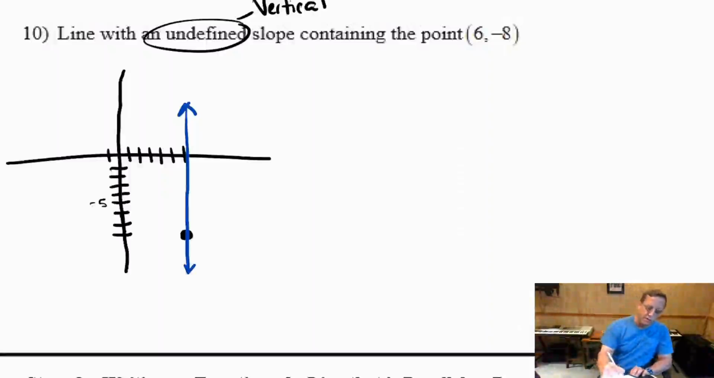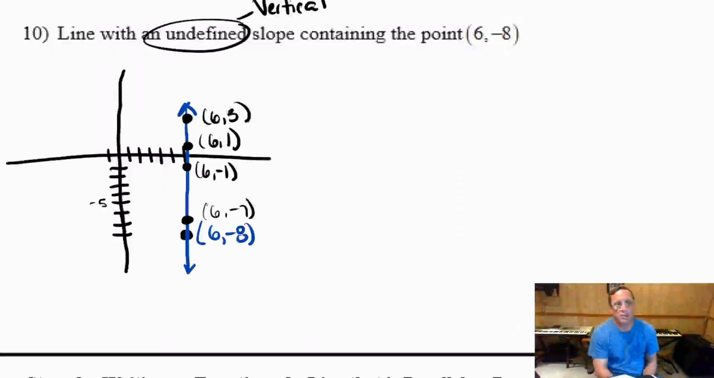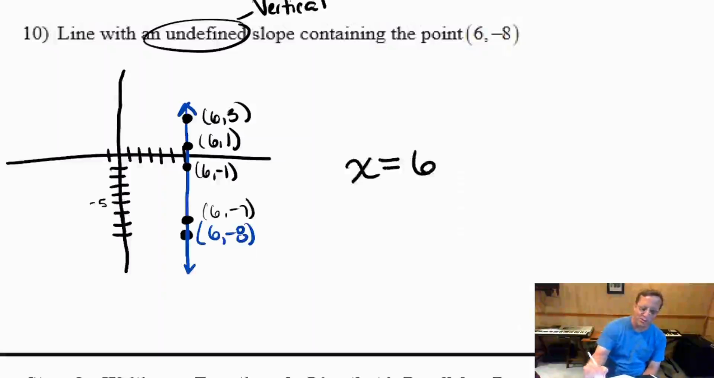So the coordinates of this point is going to be 6, -8. Coordinates of this one is 6, I'm just making it 6, -7. Right here, this could be 6, -1. Right here, this could be 6, +1. This right here could be 6, 3. But notice, every time I wrote the coordinates there, what didn't change? The x didn't change. The x was always 6. And so the equation for this one is going to be x equals 6.